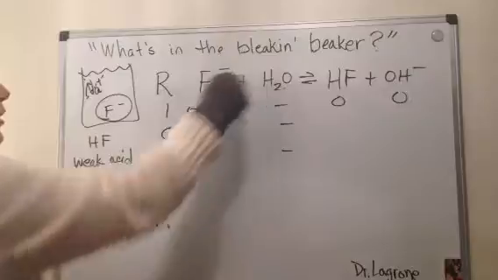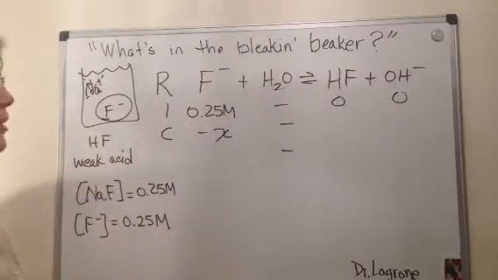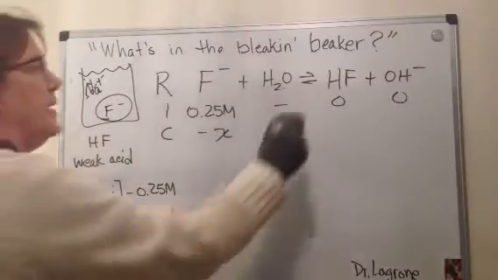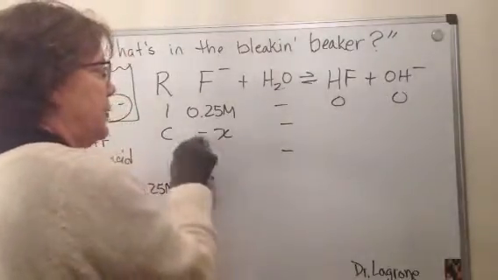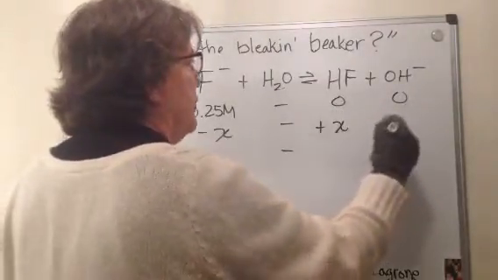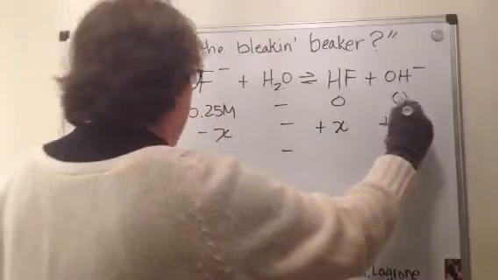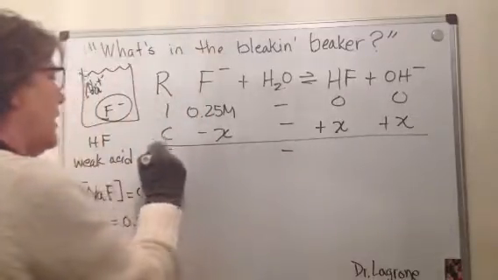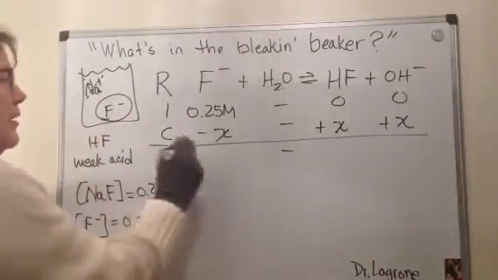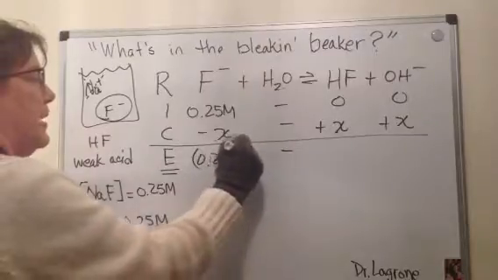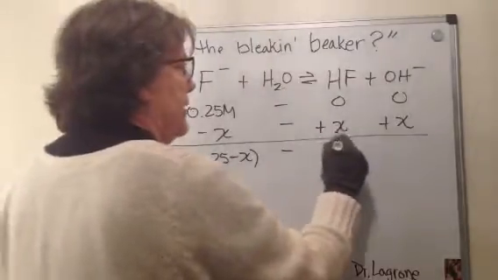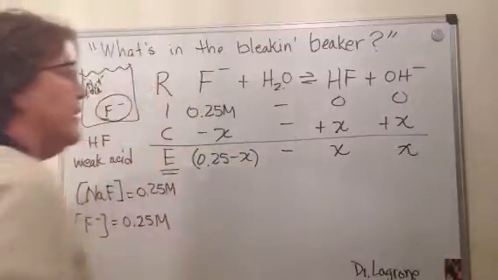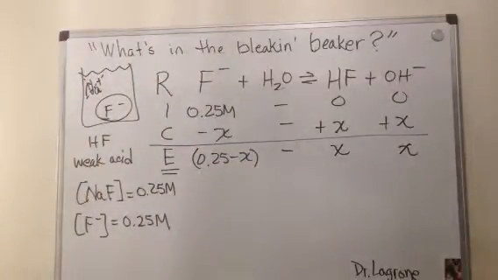Now, some of the fluoride will react with water. We call the amount that reacts X. They're in a 1:1:1 mole ratio, so if X reacts, it forms X hydrofluoric acid and X hydroxide. At equilibrium, you have 0.25 minus X, 0 plus X is X, 0 plus X is X. And so you have a RICE table like you're used to for a weak acid dissociation or a weak base.